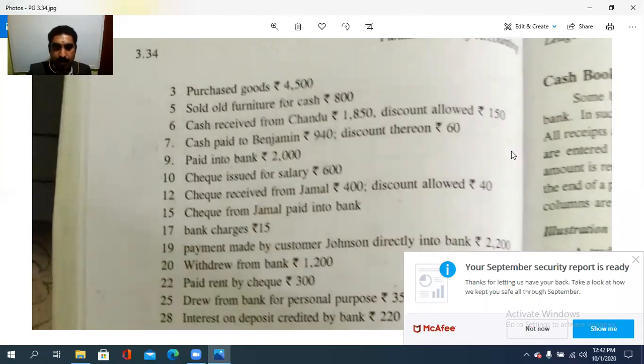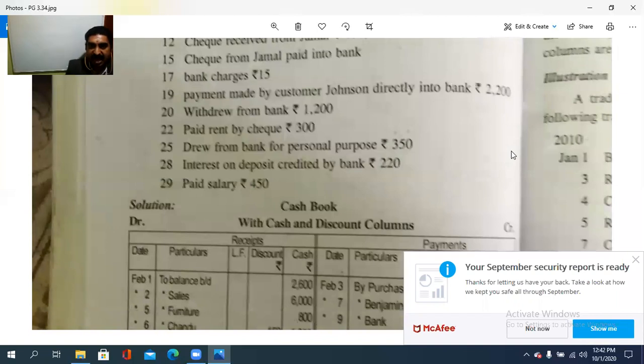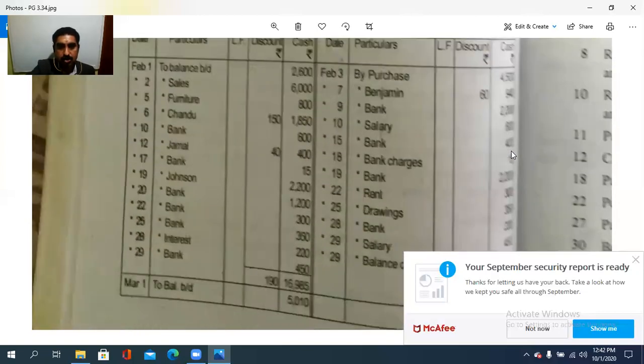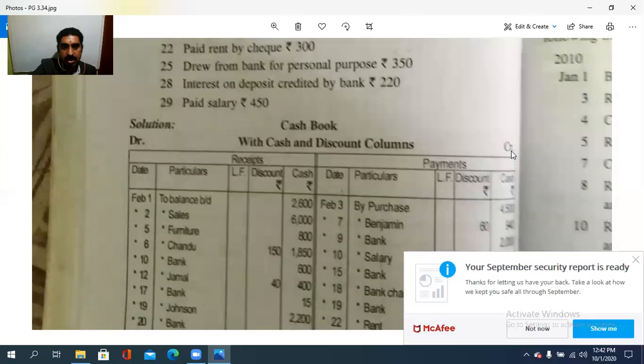Then payment made by the customer Johnson directly into the bank, 2200. So what is that entry? Yes, cash account debtor to Johnson. Rather, that is to be deposited into the bank also, directly into the bank. So that also has to be there.